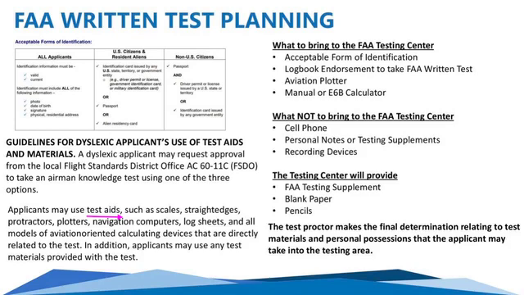Anybody here who may potentially need additional time due to what they're calling a dyslexic applicant or potentially a learning disability, you need to reach out directly to the Flight Standards District Office, which is known as the FSDO, in order to coordinate whatever paperwork they need, and then they can basically accommodate however the situation is required.